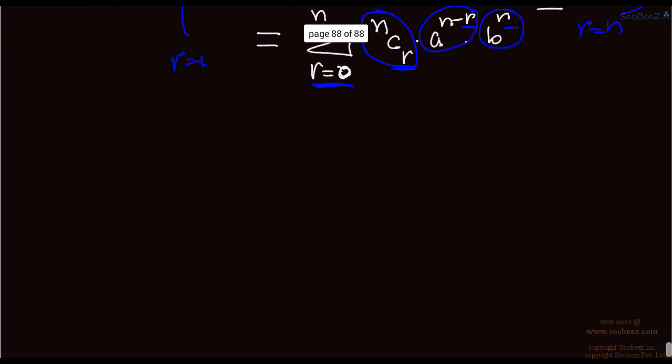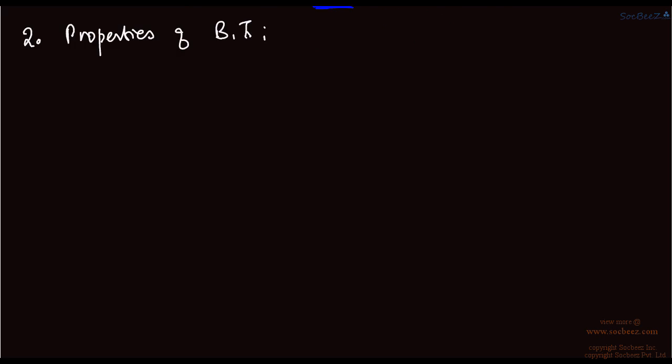The next topic is the properties of the binomial theorem. The first property is the general term. For (a + b) to the power n, the general term will be T(r+1) equals nCr, a to the power n minus r, b to the power r.